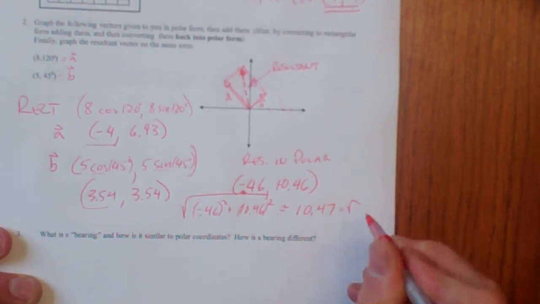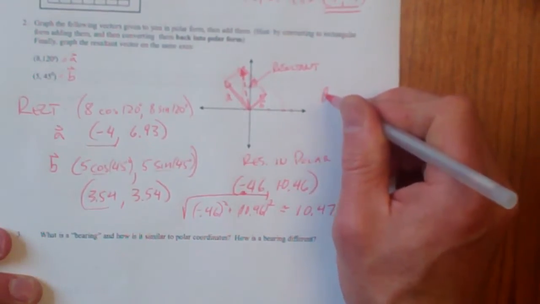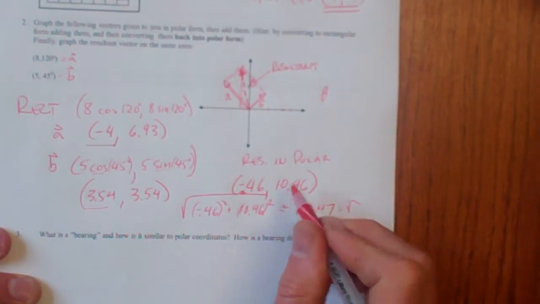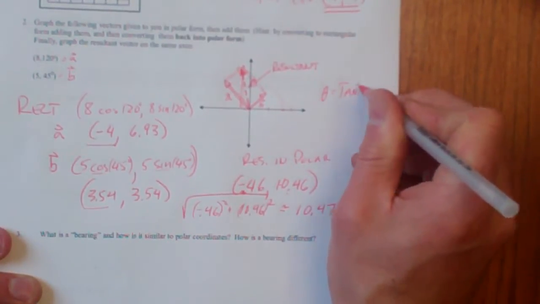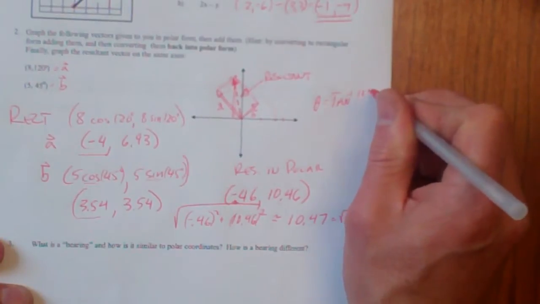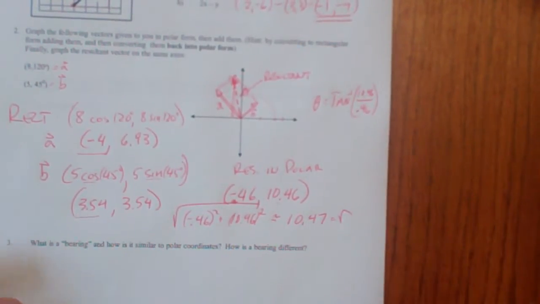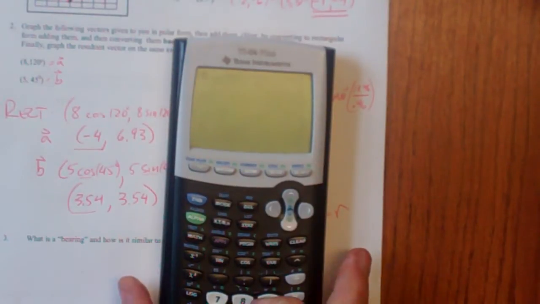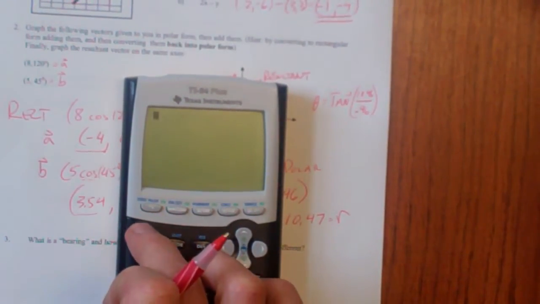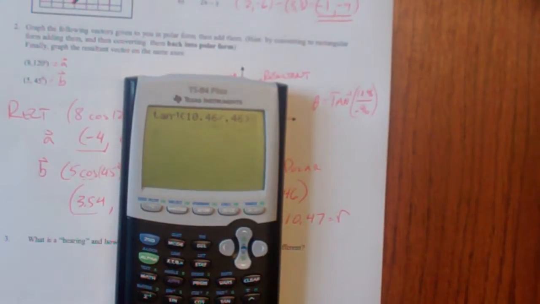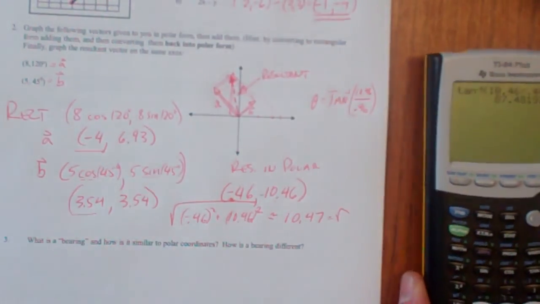That's the radius. But now theta, let me do that up here. Theta is, well, it looks to me like it's in the second quadrant. So when I make that right angle, it's going to be the opposite side. So it'll be the inverse tangent of the opposite side, 10.46 over 0.46, drop the negative sign. And when I do that on my calculator, I don't know if you can see it, but I'll do a second, inverse tangent of 10.46 divided by 0.46, close parentheses, hit enter, and I get 87.5 degrees.